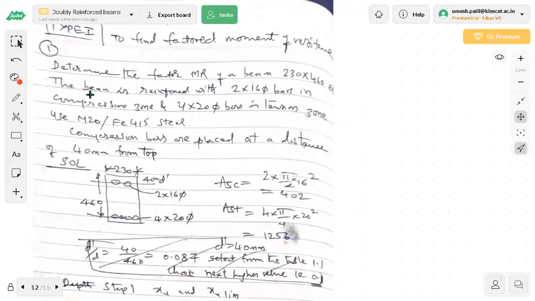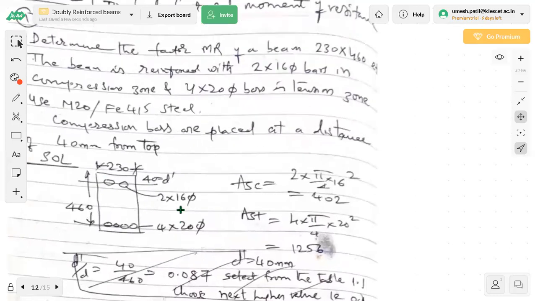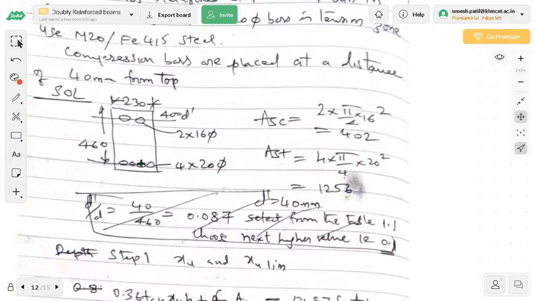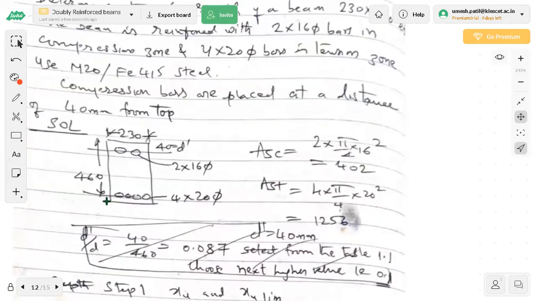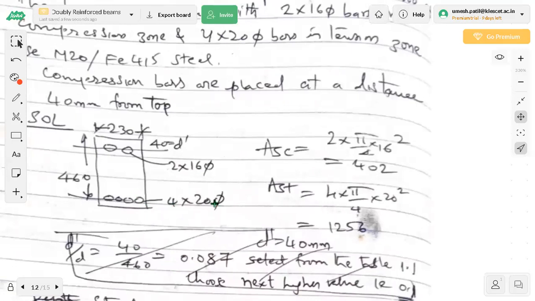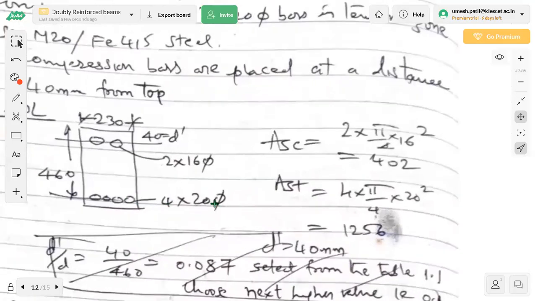Now observe here. You can see the size of the beam is 230 by 460. Compression steel is also there, 2 bars of 16 mm. Tension steel is 4 bars of 20 mm. Now you're supposed to find out the moment of resistance. In order to find it, you should check whether the beam is under reinforced or over reinforced and use the appropriate formula.